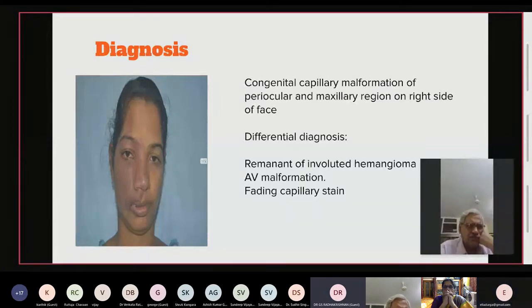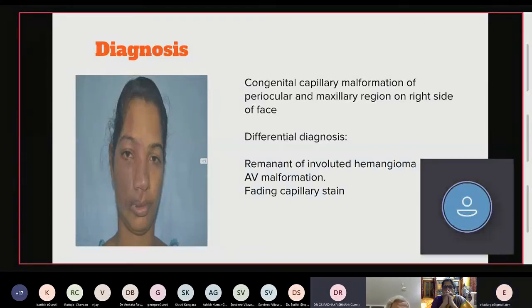And what's your differential diagnosis? The differential diagnosis can be remnant of involuted hemangioma, sir, and AV malformation and fading capillary stains, sir. Remnant of large involuted hemangioma? Large hemangiomas may leave a lesion like this, sir. Then how will you differentiate between the two?